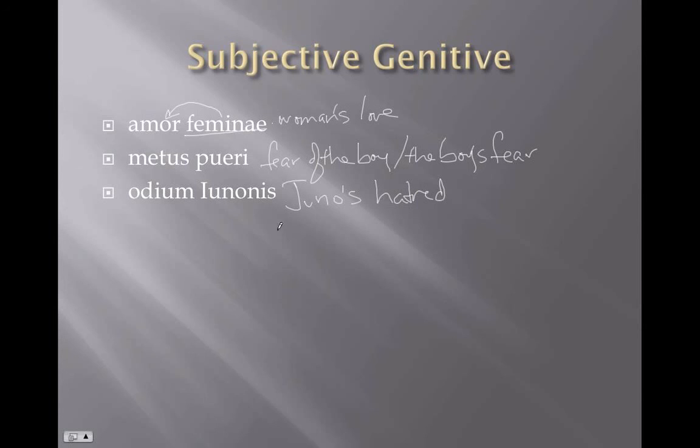So if we had this as a verb, as a sentence, it would be Juno hates. Period. But as a noun phrase, Juno's hatred. And that's why we would call this the subjective genitive. She's the subject in this transferred sentence. She's the genitive in this subjective genitive phrase.